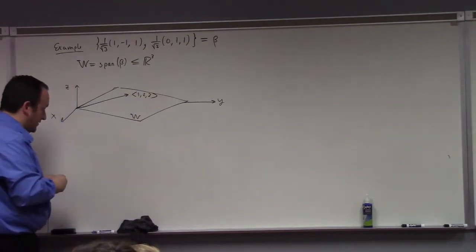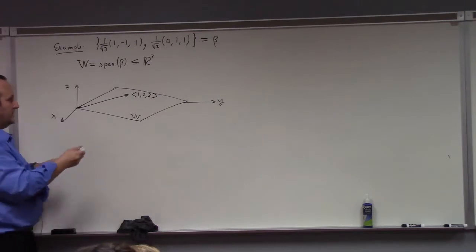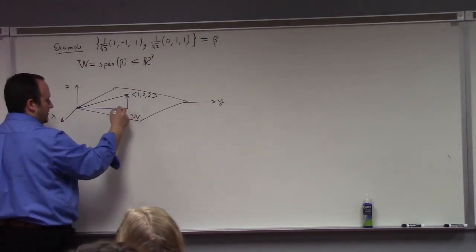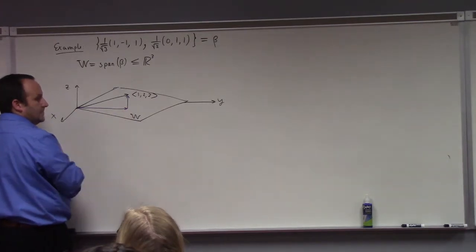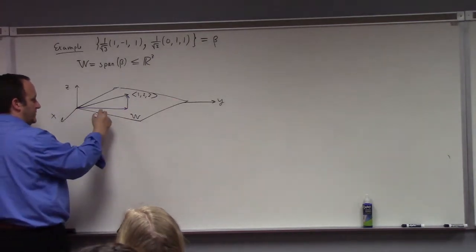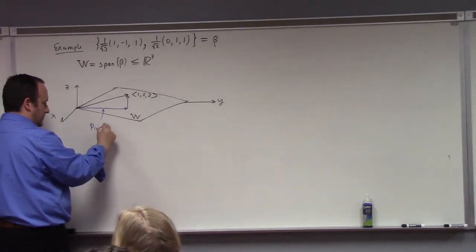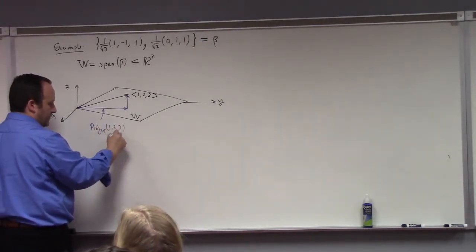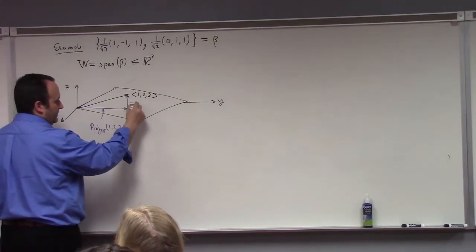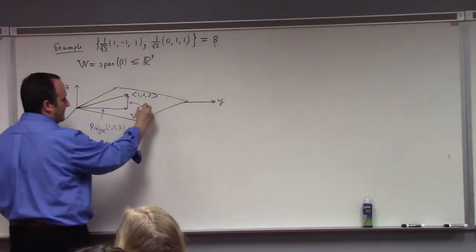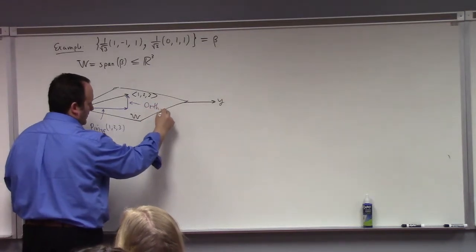Do you guys know how to find the vector which is parallel versus perpendicular? So this one would be what? The projection onto W of 1, 2, 3. And the other one would be what? I called it orth. Orth W of 1, 2, 3.